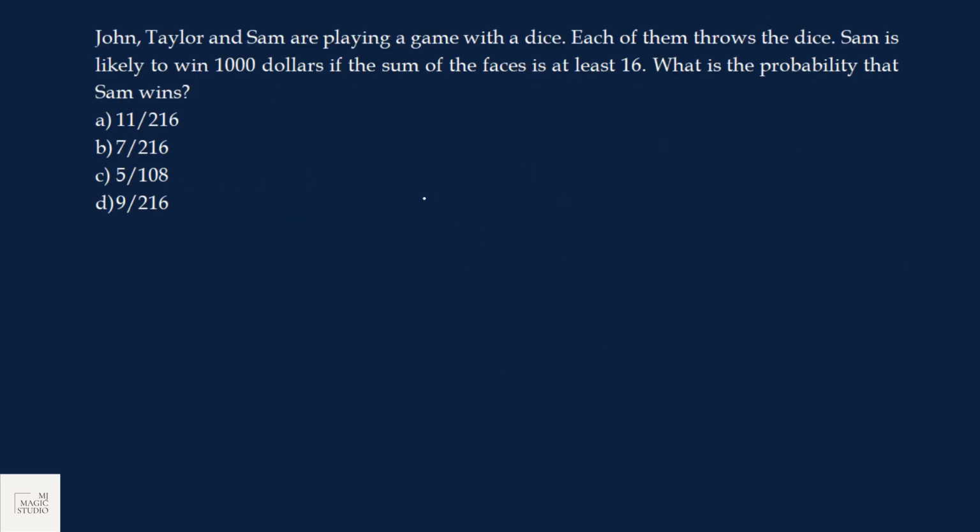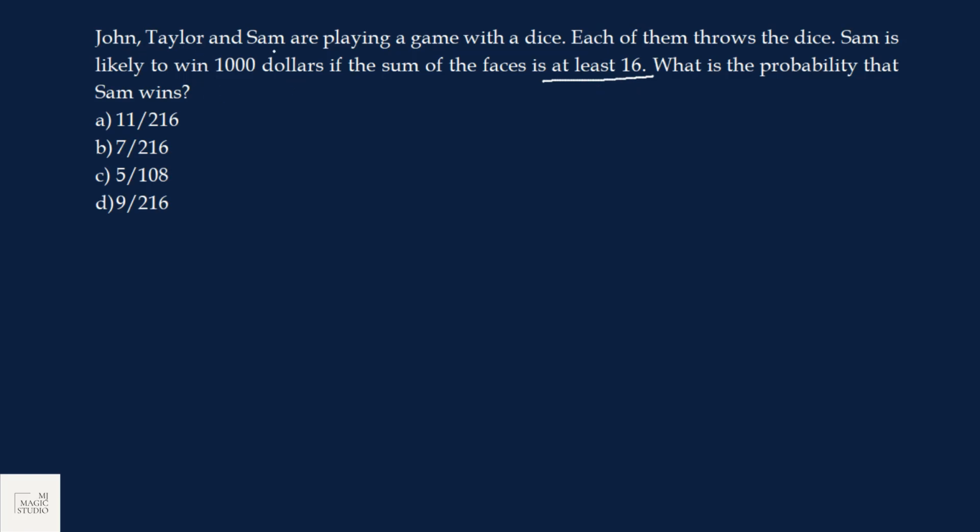On to the next one from probability. We have seen that PC prob topic is not so regular with TCS NQT, but in digital they give questions from permutation, combination, probability, so please go through it. A link of the playlist for permutation, combination and probability is there in the description. J, T and S, John, Taylor and Sam are playing a game with the die. Each of them throw the die. Sam is likely to win $1,000 if the sum of the faces is at least 16. What is the probability that Sam wins?